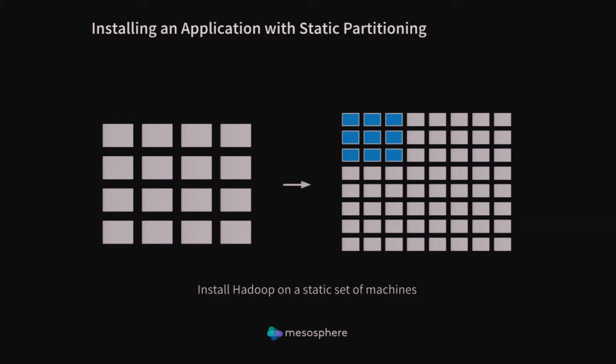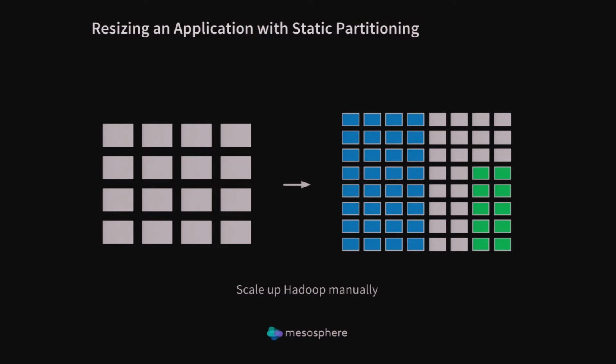Let's say my company's growing really fast, so I'm getting a lot of traffic. I need to make my Hadoop cluster bigger so I can process all the data that I'm producing. Again, I need to go in and edit my Chef recipes or whatever, decide I'm going to use these additional machines for Hadoop, and scale it up manually. Now, this process is called static partitioning, right? I'm taking the VMs that I have available and statically allocating them to the applications that I want to run. And every time I want to change something, I need to go in and edit a config file or change something else manually.